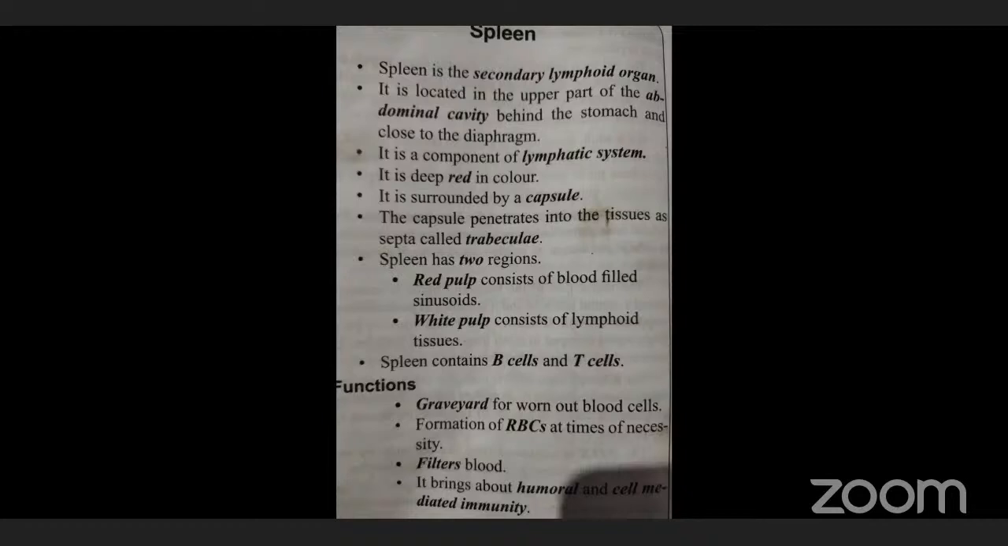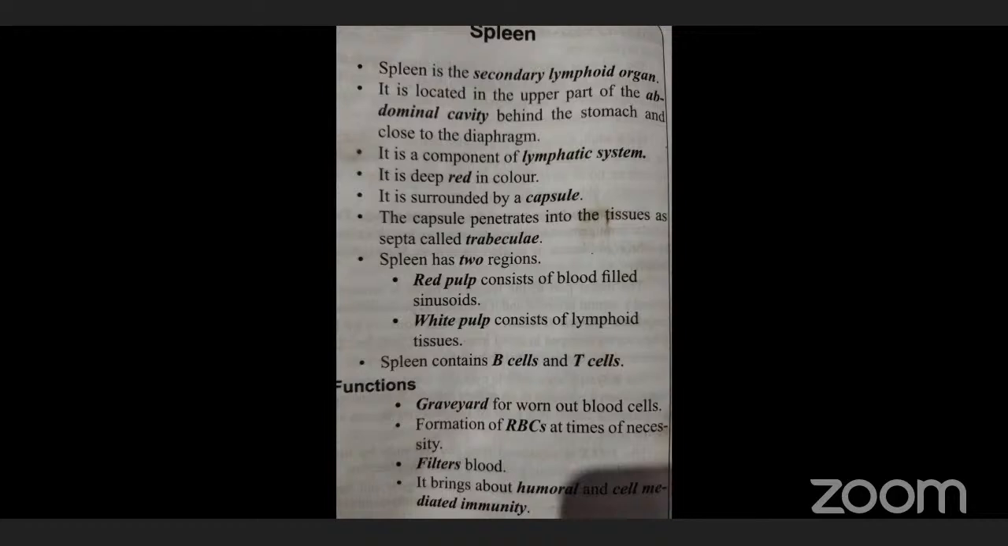The spleen is surrounded by a capsule. The capsule penetrates into the tissues as septa, which are called trabeculae. There are two distinct regions in the spleen, namely the outer red pulp and the inner white pulp. So red pulp is outer, white pulp is inner.